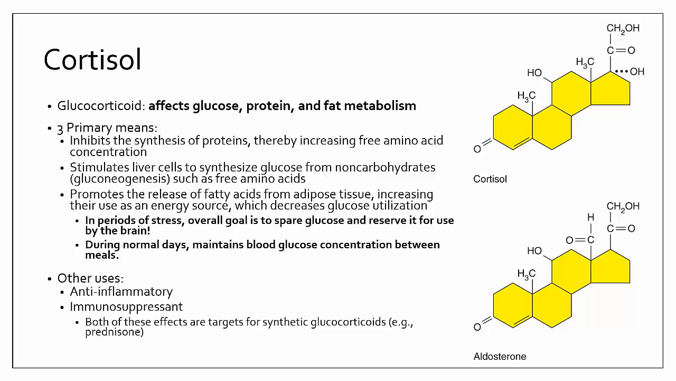Cortisol is also used as an anti-inflammatory and an immunosuppressant. So both of those things, those are kind of targets for synthetic glucocorticoids. So prednisone is a really common drug to reduce inflammation and to suppress the immune system. So it's a treatment oftentimes for autoimmune disorders like rheumatoid arthritis, where your body is attacking itself. You can give a glucocorticoid like prednisone, and that will help suppress the immune system and keep that disorder at bay.